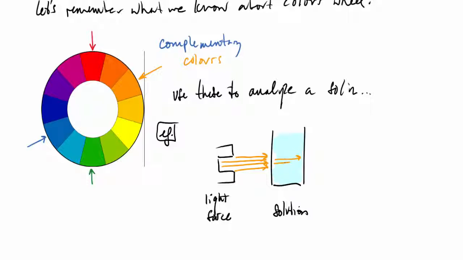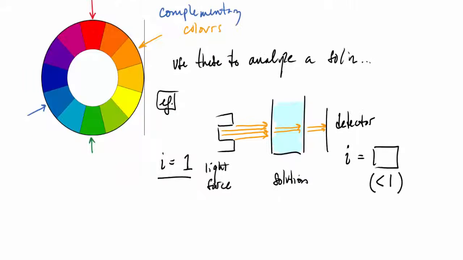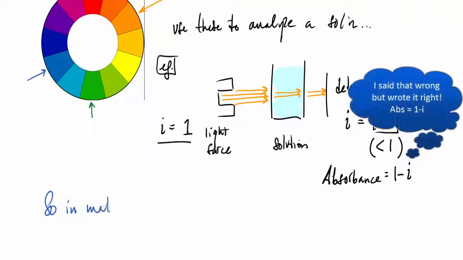So the light source here will emit the light, it'll pass the solution and be attenuated somewhat by absorbance in the solution. We'll have a detector that detects the light incoming with an intensity I somewhat less than 1, and the light source will send it with an intensity of 1. The absorbance will just be I minus 1.